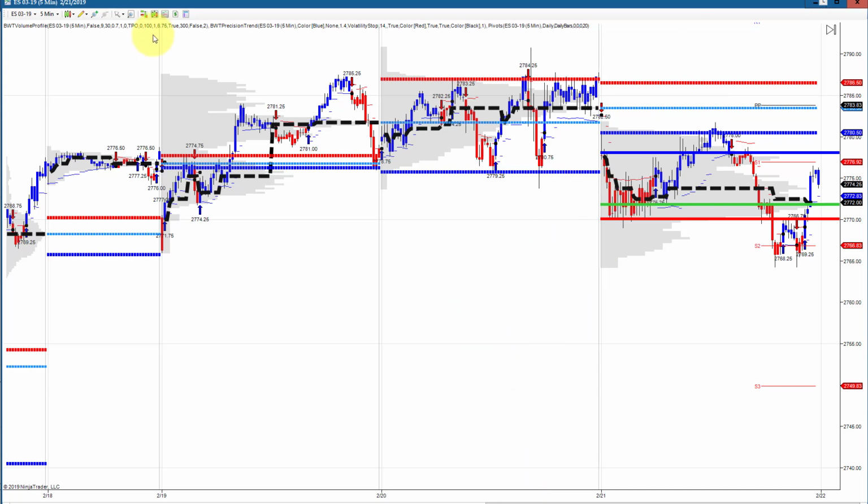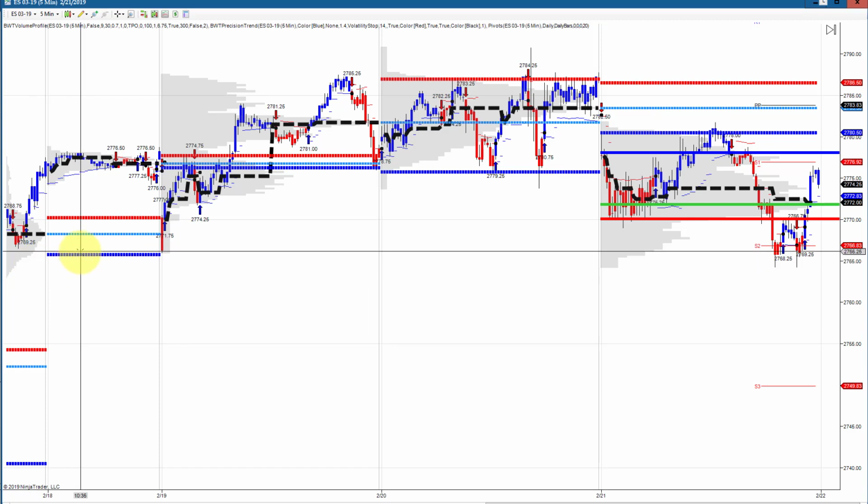And interestingly, it's no surprise that this point of control here, or this value area low from the 18th, no, actually the 17th, this would be from the previous day.